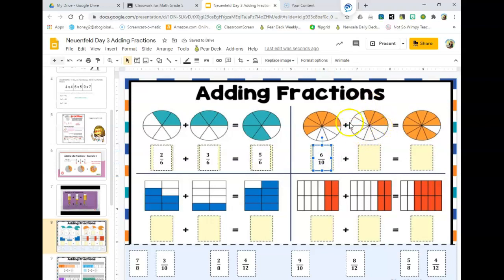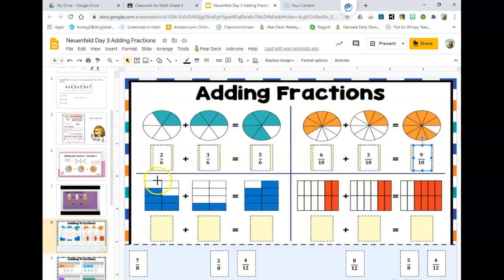Now, let's take a look at our second fraction that we're going to be adding into. Once again, we have 10 parts, or 10 pieces in the whole. How many parts do we have? 1, 2, 3. So that fraction is 3/10. 6 plus 3 equals 9. And our denominator stays the same because it is still broken into 10 parts. Almost done. Let's take a look at our next fraction.